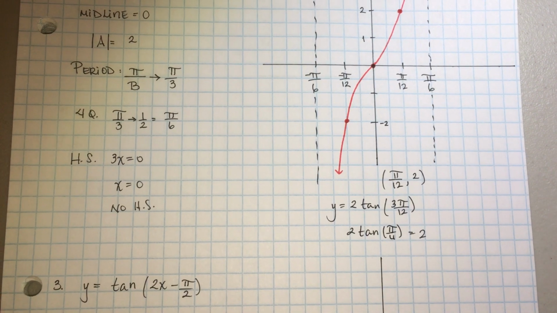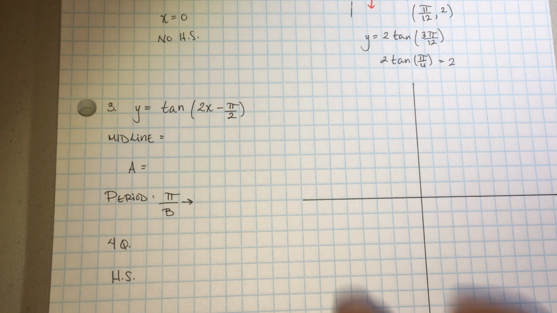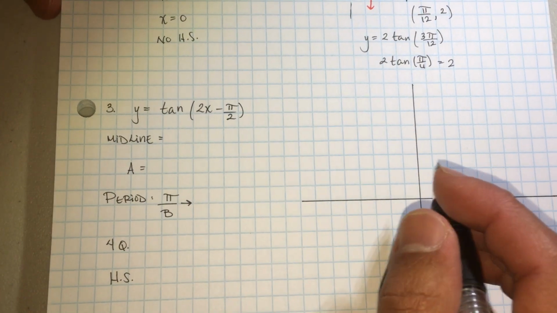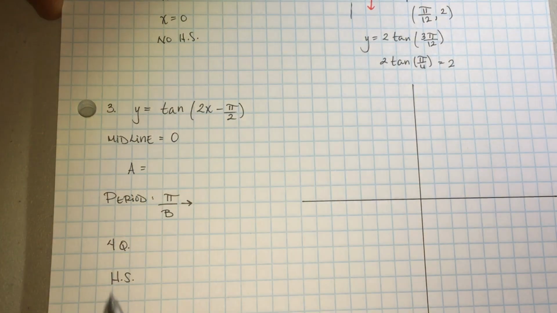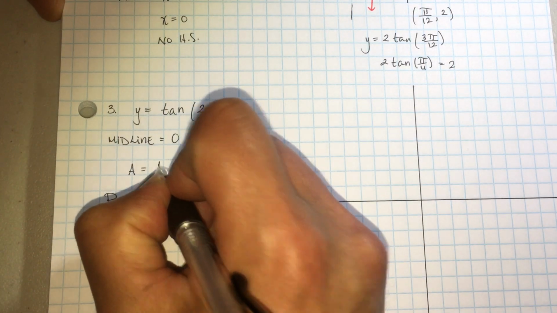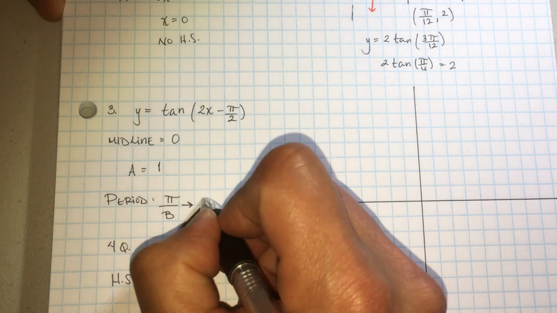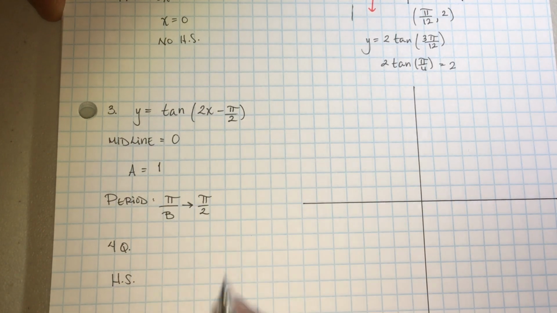Okay. Let's see if we can do another one. This one has a shift. What's our midline? Hey, there's nothing out there. Okay, no problem. So that means it's a 0. What's my amplitude? There's nothing there, so automatically it's a 1. What's my period? Pi over b. What's in front of the x? It's a 2, so pi over 2.